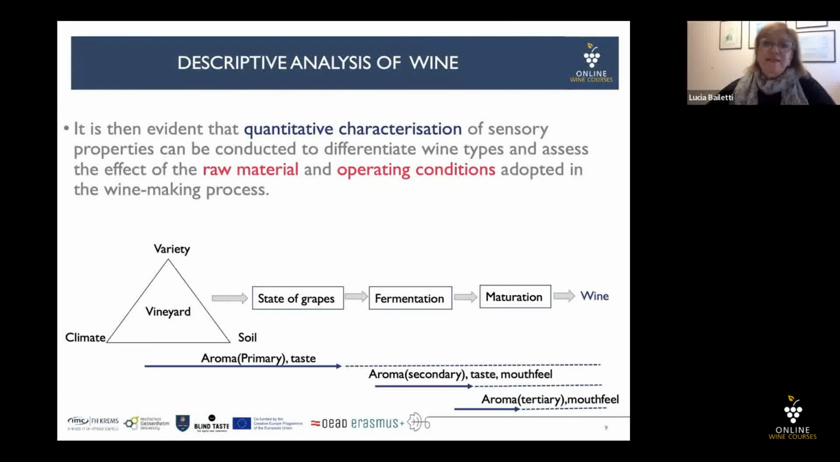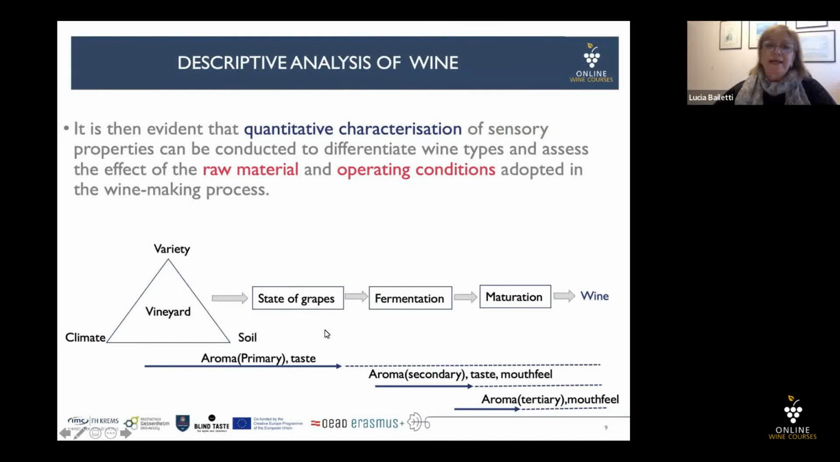It is then evident that quantitative characterization of sensory properties can be conducted to differentiate wine types and assess the effect of the raw materials and operating conditions adopted in the winemaking process. So the influence of the variety, the climate, and the soil in the vineyard gives us the state of the grape, then the fermentation, the maturation, and we arrive at the wine.